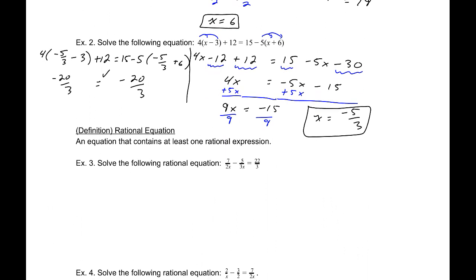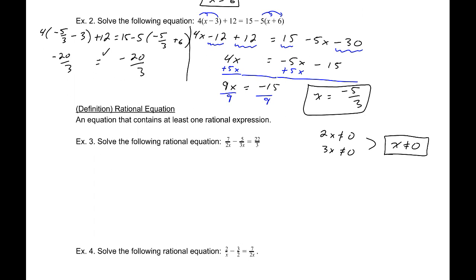The next type of equation we're going to have is a rational equation, and these are equations that have rational expressions in them. This first equation is 7 over 2x minus 5 over 3x equals 22 thirds. First observe that we cannot divide by 0. So we have to make sure that 2x is not equal to 0 and that 3x is not equal to 0. Both of those together say that x can't be 0. That is what we call a domain restriction. If 0 comes up as a possible solution, we would throw that solution out.